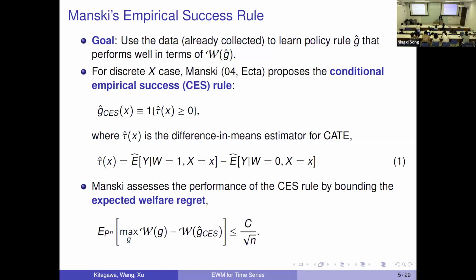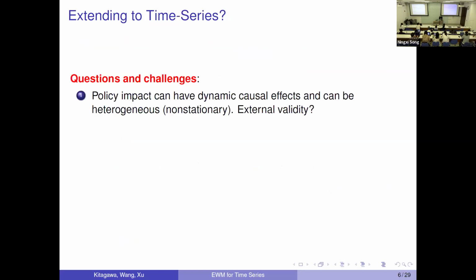What we are going to do in this paper is to extend this framework to time series, etc. The question and the challenge we want to answer in this paper: we have basically 4 points. The policy impact can have a dynamic causal effect, and it can be heterogeneous and non-stationary. This is also related to the problem of external validity. The second important one is that the observations are no longer IID. Of course, we have time series data, so everything is dependent.